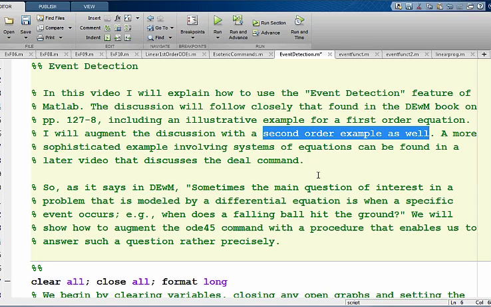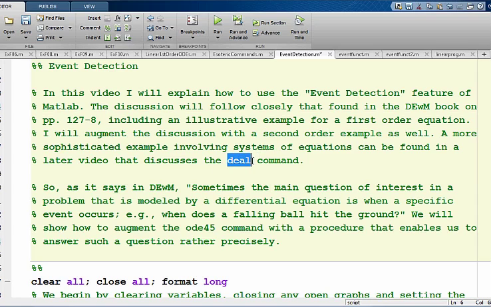A more sophisticated example involving systems of equations can be found in a later video that discusses the so-called deal command. Anyway, as it says in DOOM, sometimes the main question of interest in a problem that is modeled by a differential equation is when a specific event occurs. For example, in a falling ball problem, when does the ball hit the ground? We will show how to augment the ODE45 command with a procedure that enables us to answer such a question rather precisely. So let's begin.